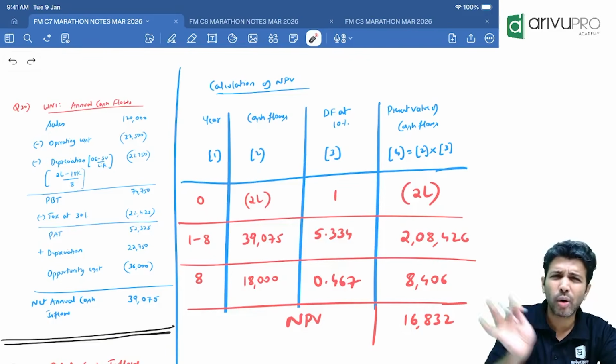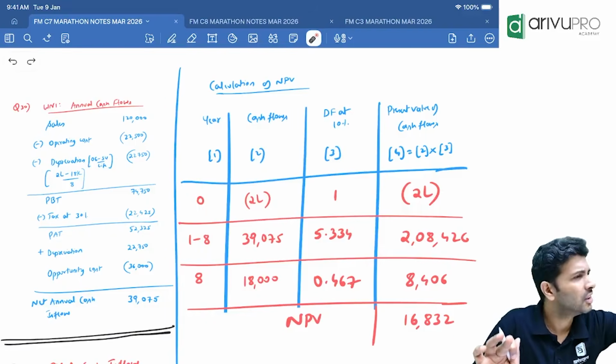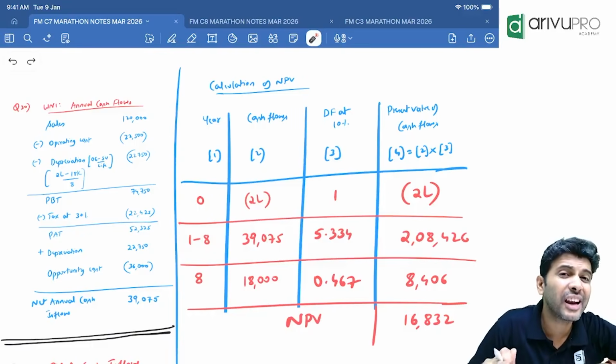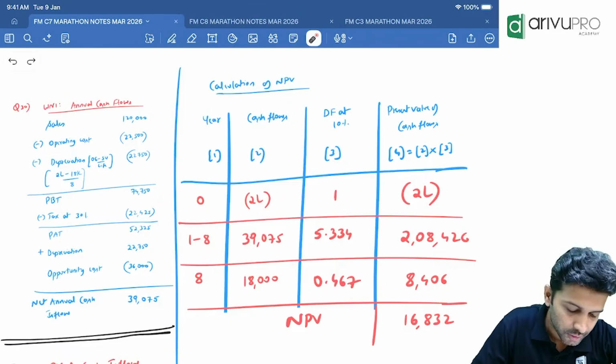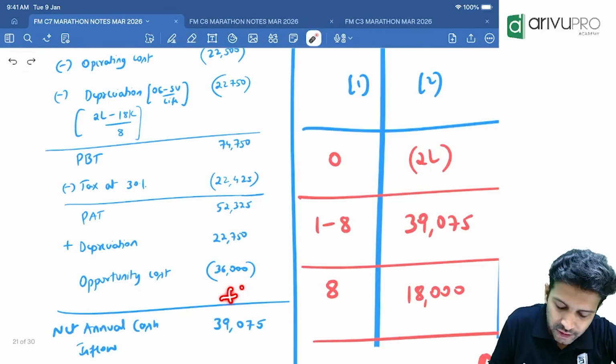Here anyway, they've not told anything about block. Moreover, we are not doing the block method. We are following the SLM method. So the SLM method is irrelevant. Leave that. Subsidy, not there. Salvage value is there. How much? 18,000. Is salvage value an outflow or inflow? Inflow. Can I say plus 18,000 here?